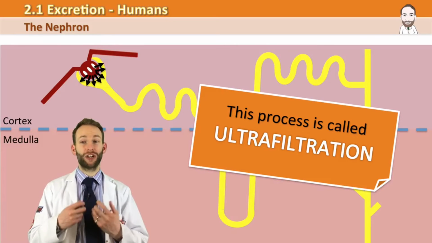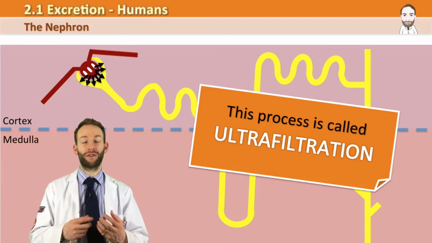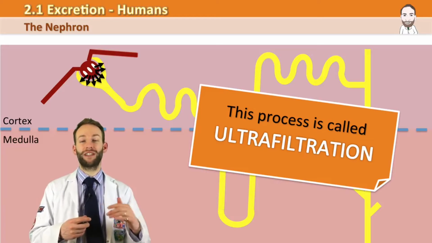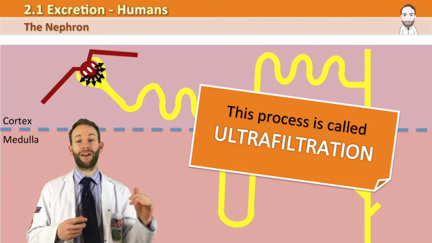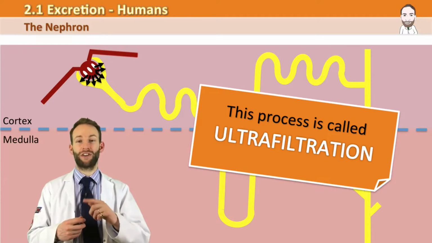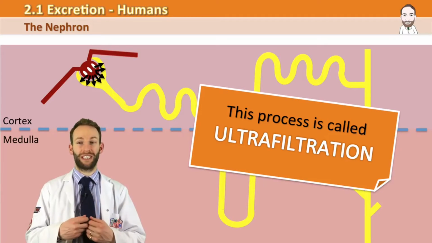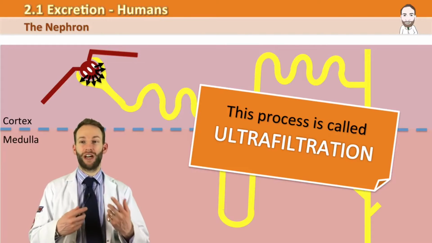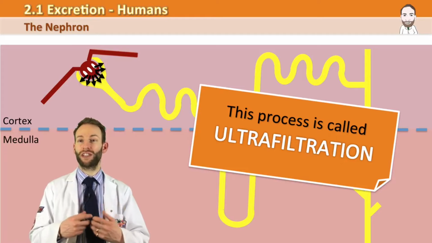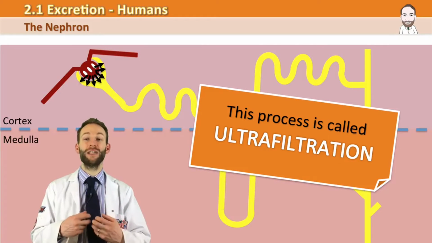Now the problem with this is there's lots and lots of good stuff that's just been filtered out of the blood, and if that fluid called the filtrate that's now come out of the blood carries on down that nephron and out, it will be excreted as waste. Now you do not want to get rid of the glucose, you do not want to get rid of the amino acids. There's lots of good stuff in there that we need to keep in the body.